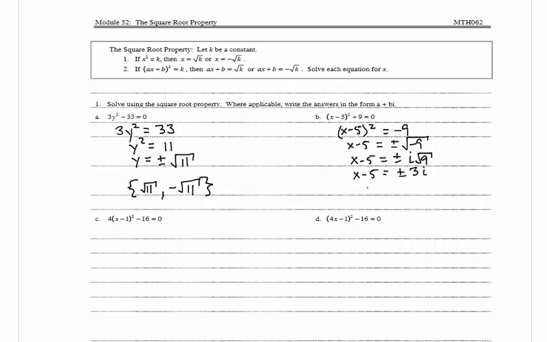And now I'm going to add 5 to both sides. So I'm going to have x is equal to 5 plus and minus 3i. And my solution set is going to be 5 plus 3i and 5 minus 3i.